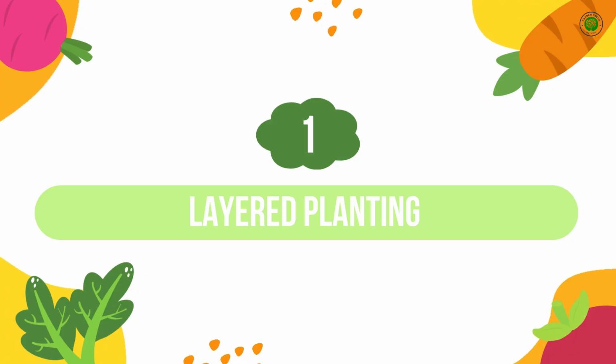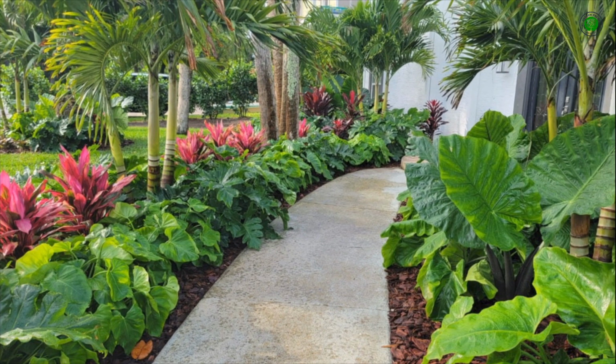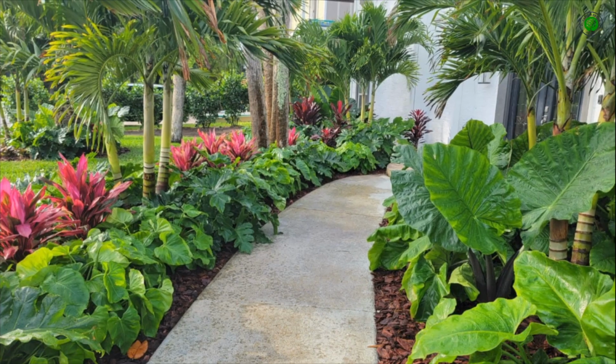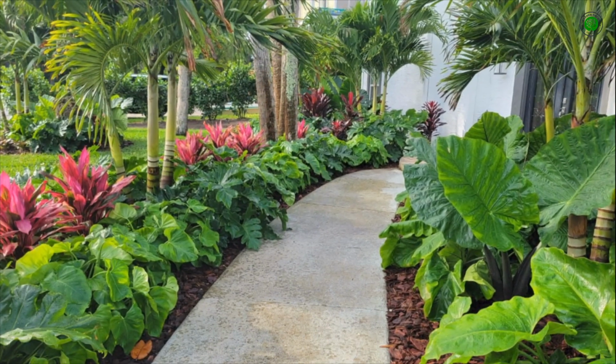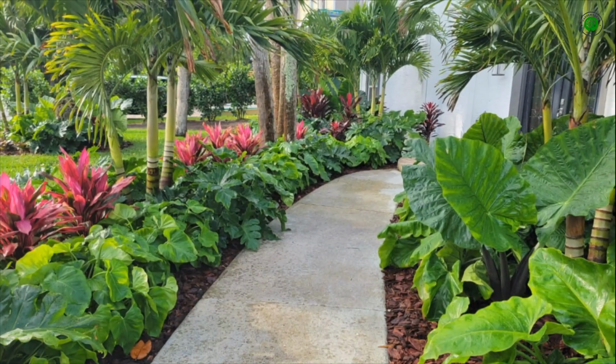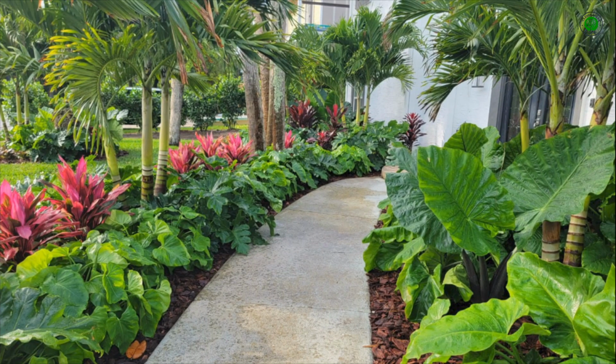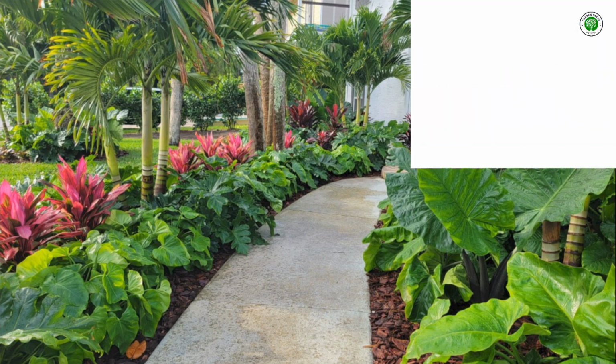1. Layered planting. Mimic the natural structure of a tropical forest by planting in layers, from tall canopy trees, if space allows, and large-leafed shrubs to smaller plants and ground covers. This creates depth and visual interest. Imagine towering palms underplanted with vibrant hibiscus and ferns cascading at ground level.